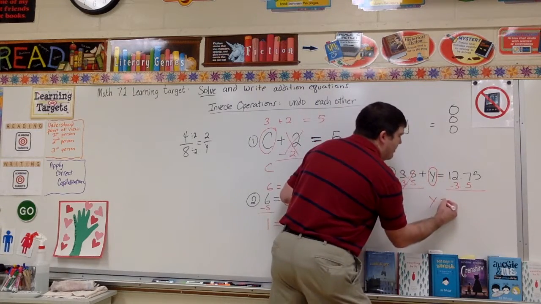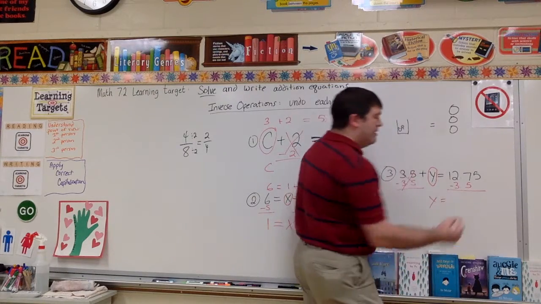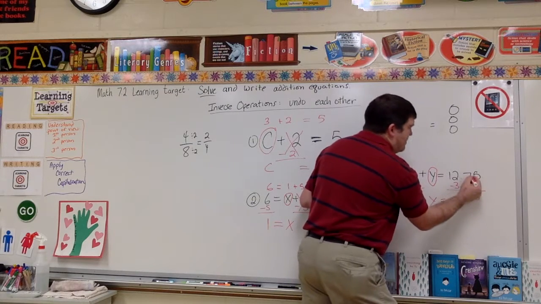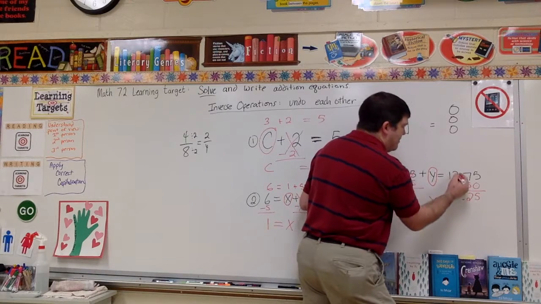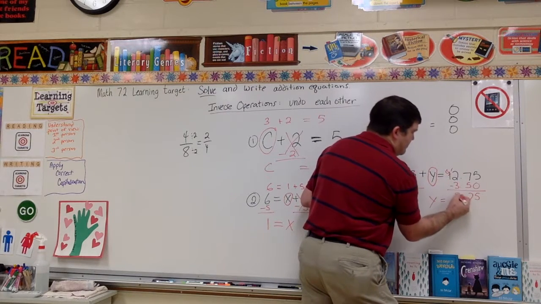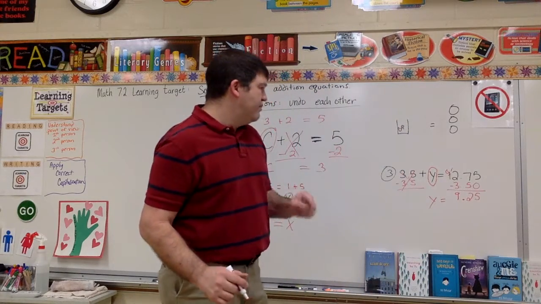I'm left with y equals, now, I don't have a number here. I can always put a 0 here. 5 minus 0 is 5. 7 minus 5 is 2. Bring my decimal, it drops down. 12 minus 3, I'm going to go like this, and that's 9. So I think y is 9.25.